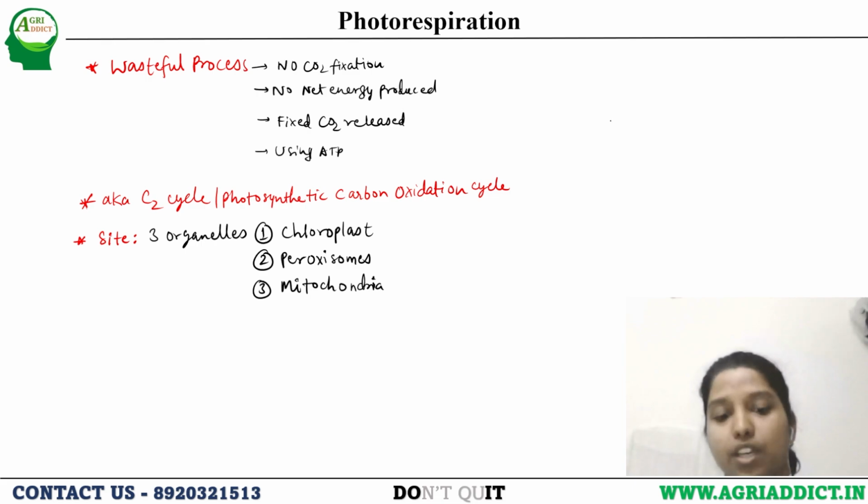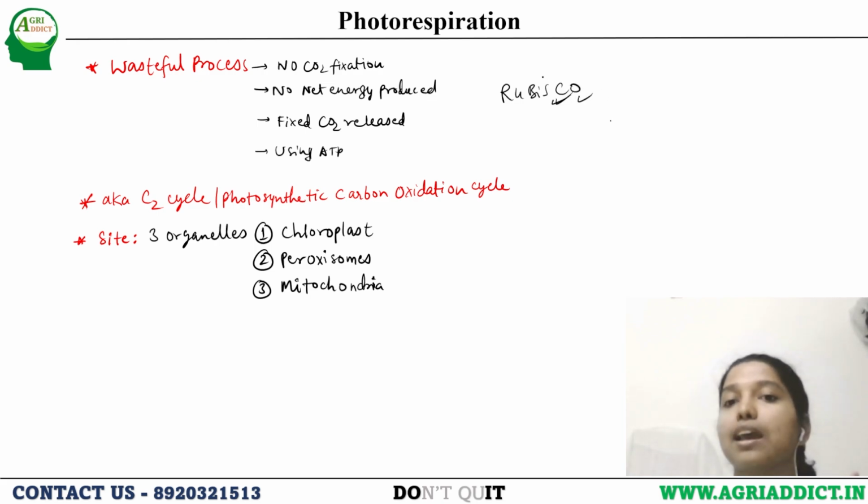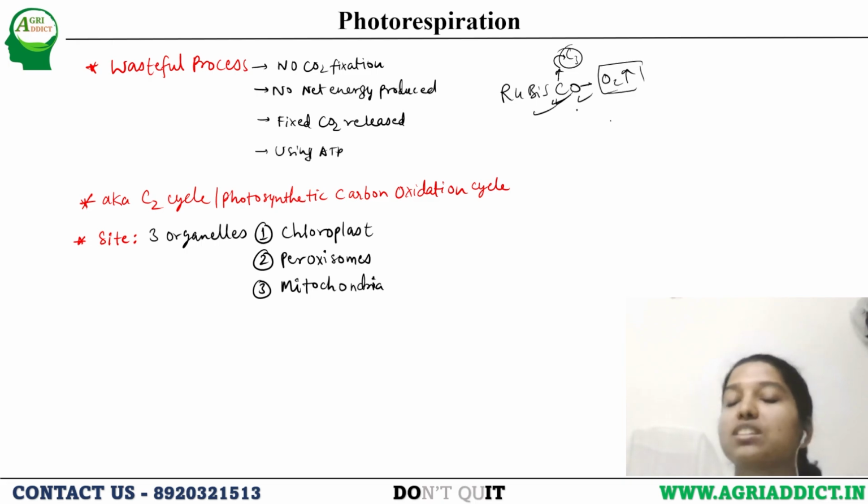Now comes photorespiration. See, this Rubisco has two parts, carboxylase or oxygenase. When the concentration of carbon dioxide in the cell is more, then this C3 cycle will take place. When O2 concentration is high, then this enzyme will work as oxygenase. So photorespiration will take place at that time. So it is a wasteful process.